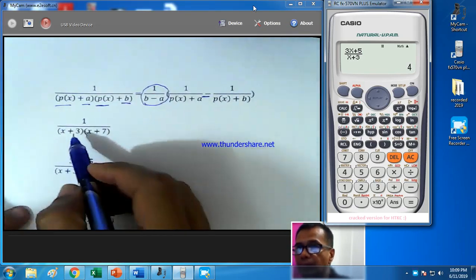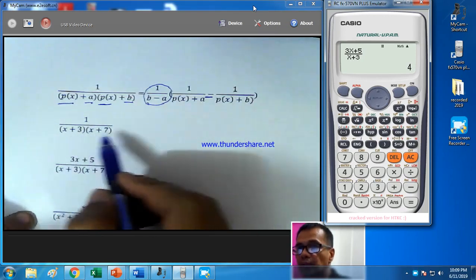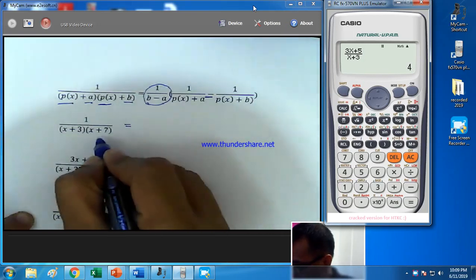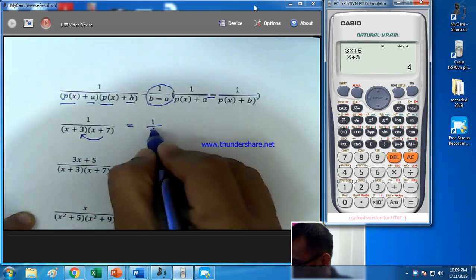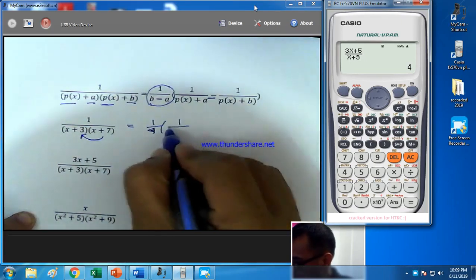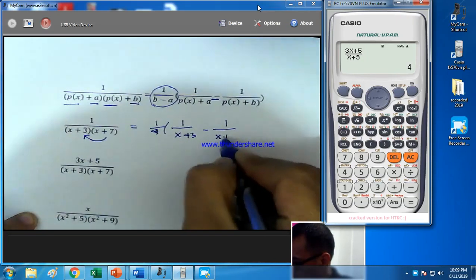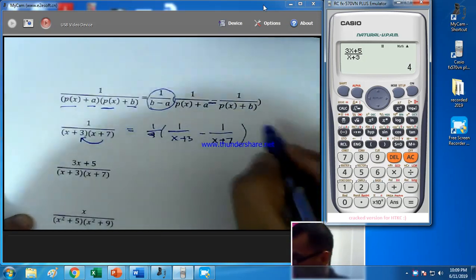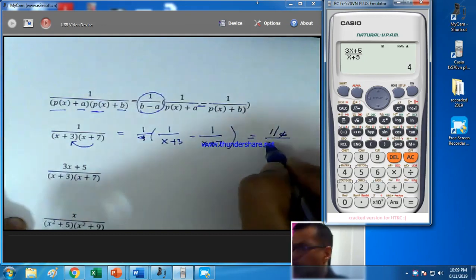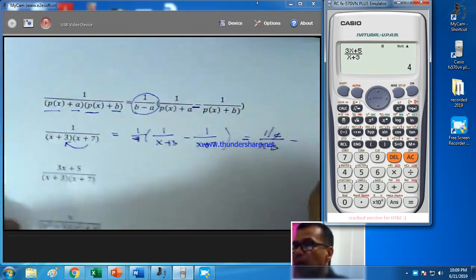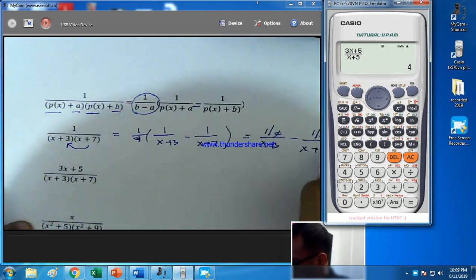Let's have an example. Get the partial fraction of 1 over x plus 3 times x plus 7. This is simply just subtract 7 and 3, so it gives you 1/4, and then this is 1 over x plus 3 minus 1 over x plus 7. So you see you have a partial fraction already. This is 1/4 over x plus 3 minus 1/4 over x plus 7.